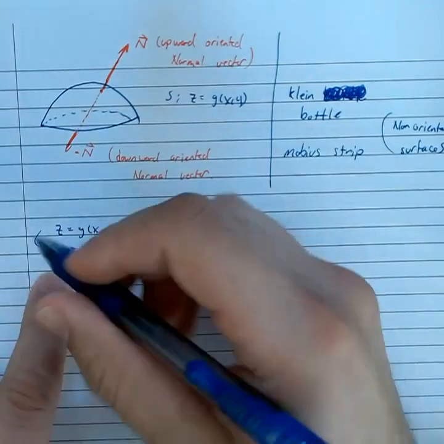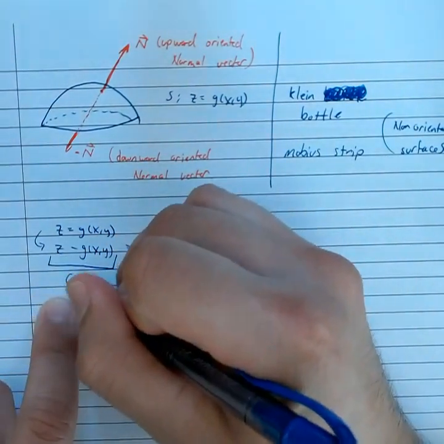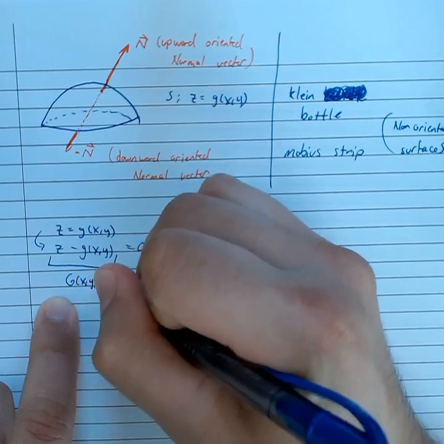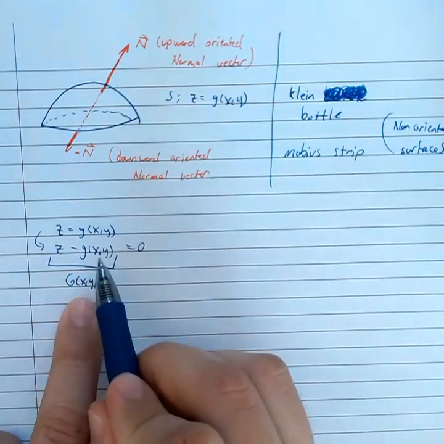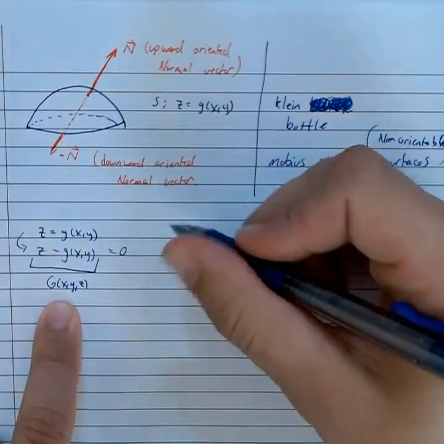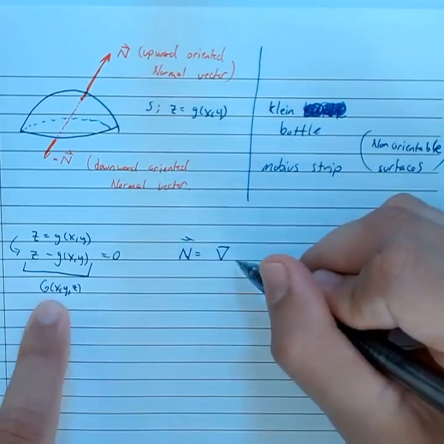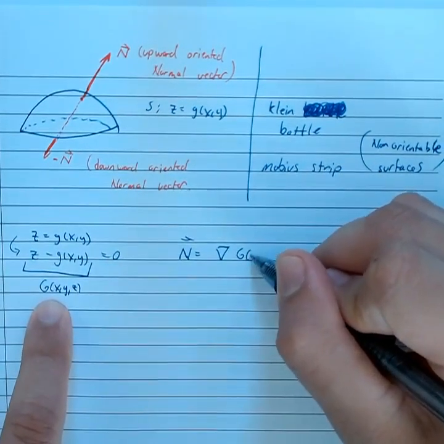So here we're going to take this function here, z minus g of x comma y. This is going to be called g of x comma y comma z. It is a function of 3 variables, technically, right? X and y and technically z. So the normal vector is going to be given by the gradient of this function g of x comma y comma z.